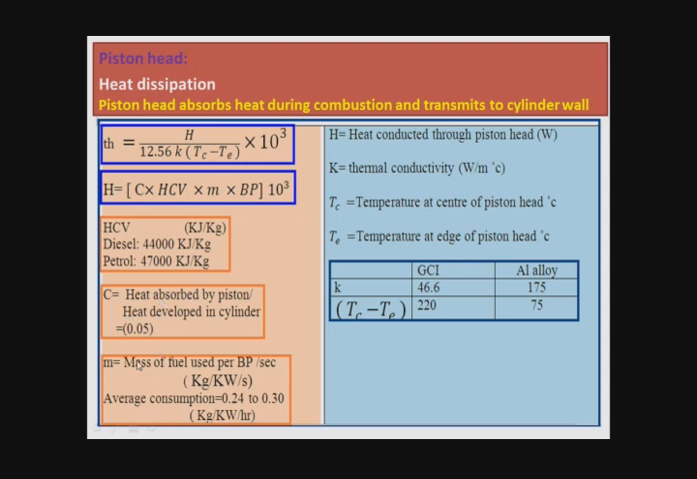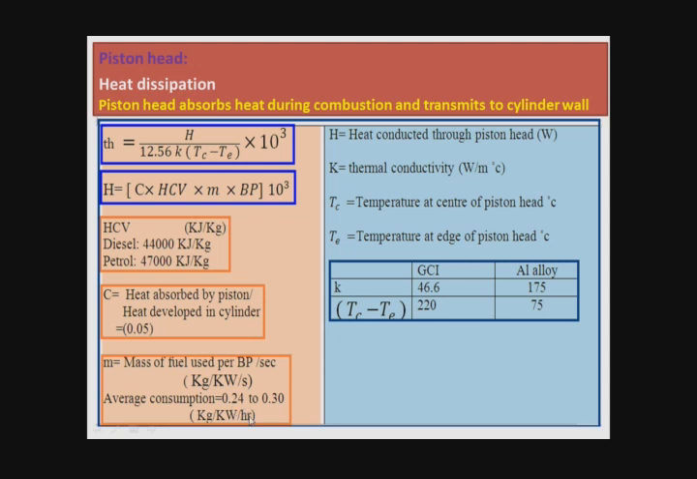M means it is mass of fuel used per BP per second. You have to substitute the m value in terms of kg per kilowatt second. M is also sometimes called BSFC, brake specific fuel consumption. The average consumption is 0.2. Normally its value ranges from 0.24 to 0.3 kg per kilowatt hour. So you can see this is given per hour.